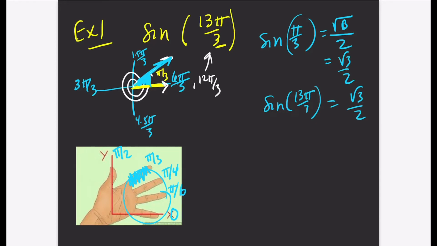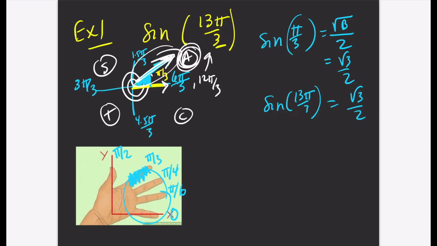But important part, don't forget to check your sign. Remember, all students take calculus. Our angle landed in the first quadrant. In the first quadrant, everything's positive. So that square root of 3 over 2 is positive.